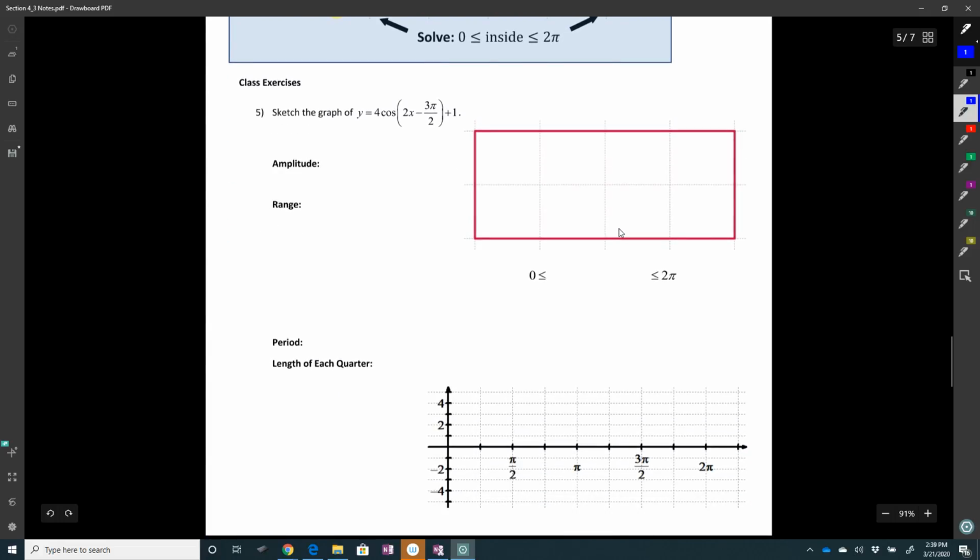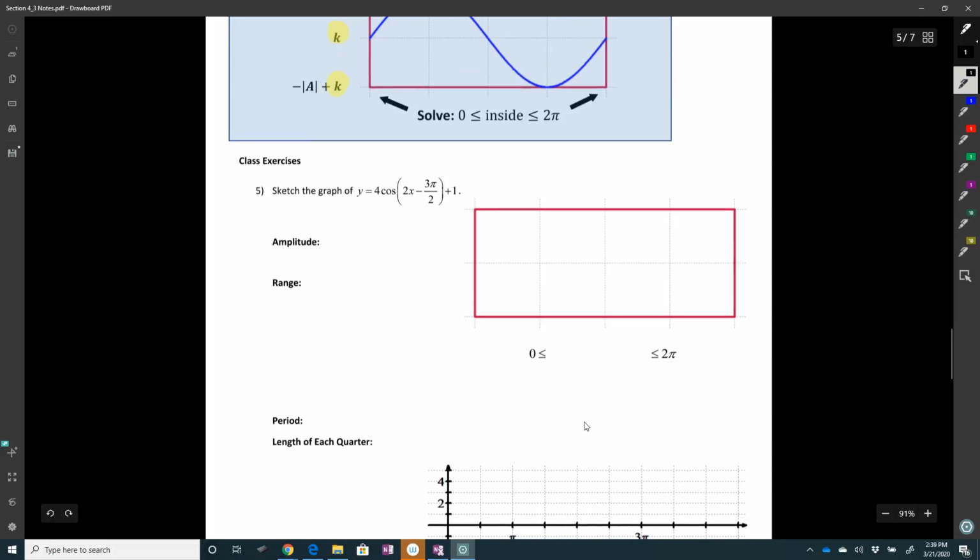Sketch the graph of 4 cosine of 2x minus 3 pi over 2, plus 1. Again, we're doing this without a graphing calculator, but it's actually not too bad. You have to think of the box first, and then you place the box inside your actual graph for context. So first, let's look at amplitude. The number in front of the cosine is 4, so my amplitude is 4. My range would be -4 to 4.